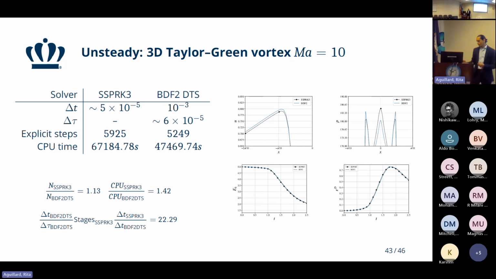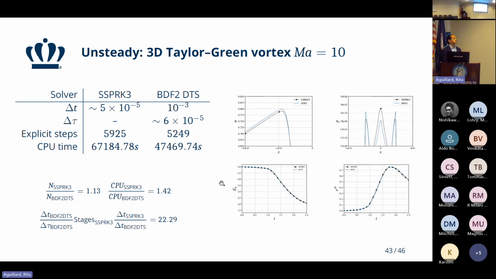At the bottom, we have some computed ratios. So I take the number of steps of SSBRK3 divided by the number of steps taken for BDF2. And you can see that SSBRK3 is actually taking longer, or more steps. And when we look at the CPU time, this is 1.4 the time taken in comparison to the BDF2 one. So we're actually able to get quite similar accuracy.